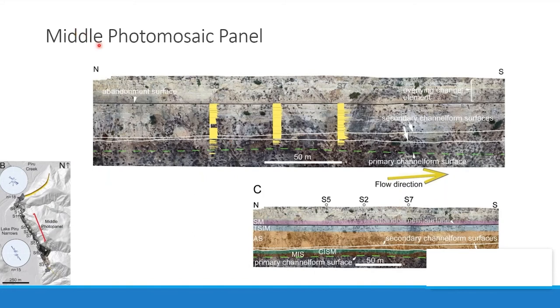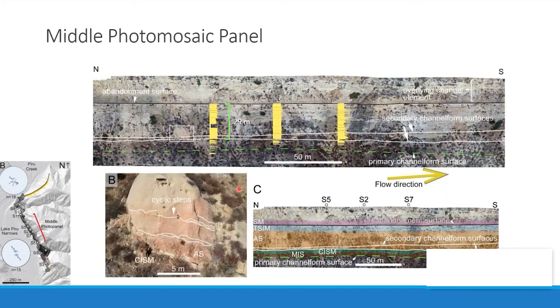If we move into the middle of the photomosaic, we can see that the sands are thickest here. There's a lot of amalgamated sands in this lower package, and so we interpret this as the axis of the channel element. There's evidence of these backstepping scours that are filled with pebbles, which we think is evidence of cyclic steps.